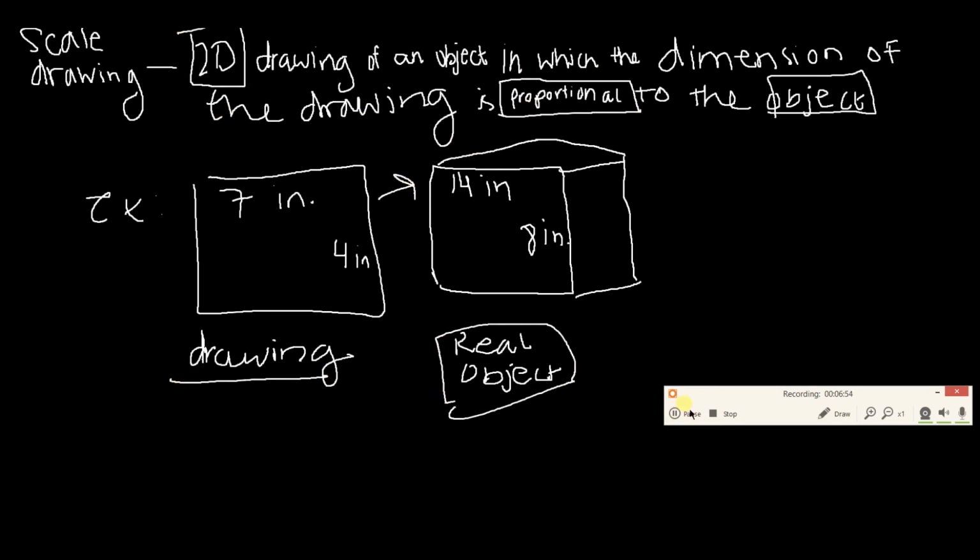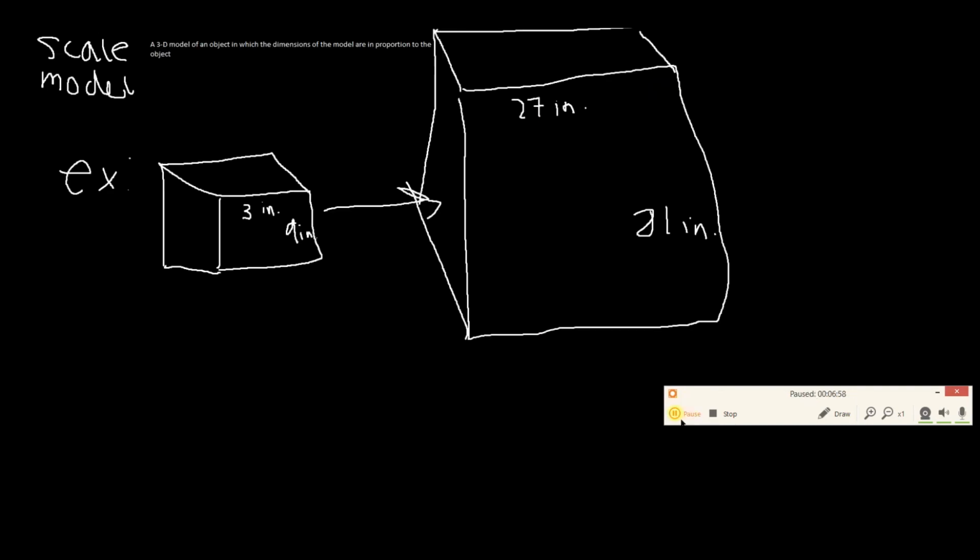Next term we have is called the scale model. A scale model, in contrast, is a 3D model of an object in which the dimensions of the model are proportional to the object. So this is the 3D model, and this is the real object right there. As you can see, it's proportional. 3 to 27 is as 9 is to 81. And so that object is huge.